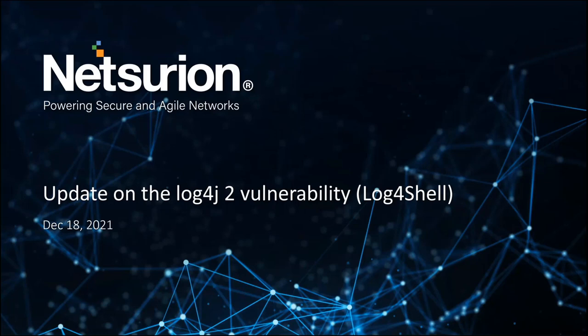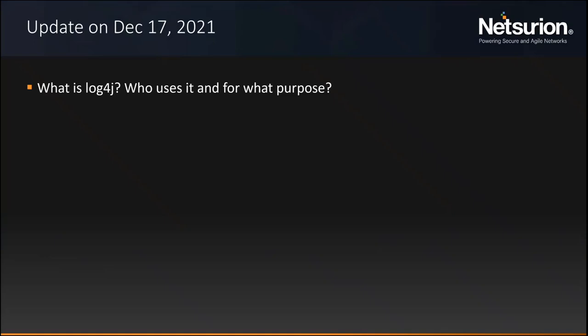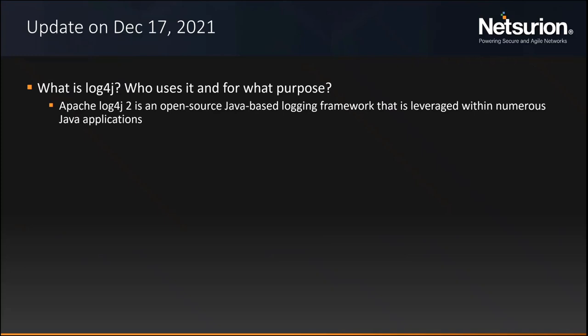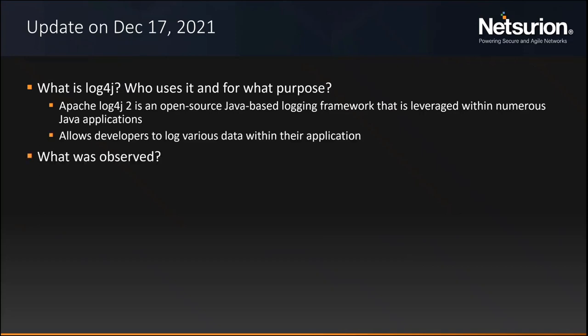This is the fourth one on the Log4j version 2 vulnerability, also known as Log4Shell. In the previous update, we had described a second vulnerability, and now there's a third one, or at least yet another fix. So as you recall, Log4j is that popular open source Java-based logging framework that's built into a lot of different applications, and is used to log data.